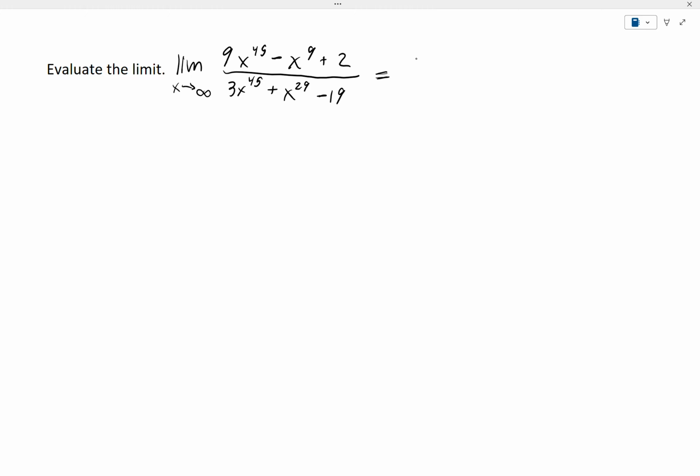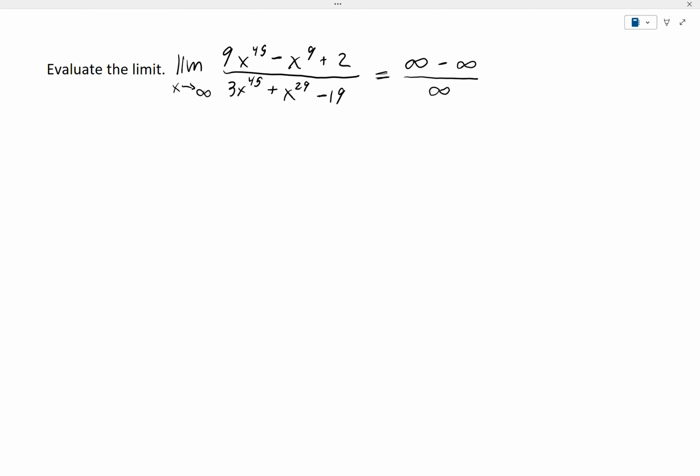So in the numerator here we have infinity to the 45th times 9, that's just infinity, minus infinity to the 9th, so we'll say minus infinity. And the plus 2 here, we can just leave off because it's insignificant. In the denominator here, we have infinity to the 45th times 3, so that's going to be infinity, plus infinity to the 29th, that's also infinity. So infinity plus infinity is infinity. And minus 19, which, once again, is insignificant.